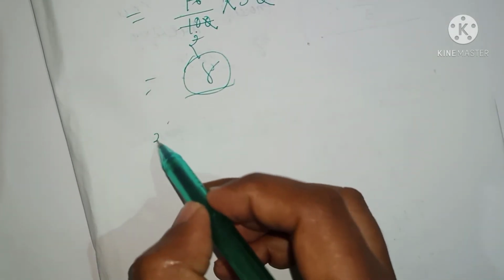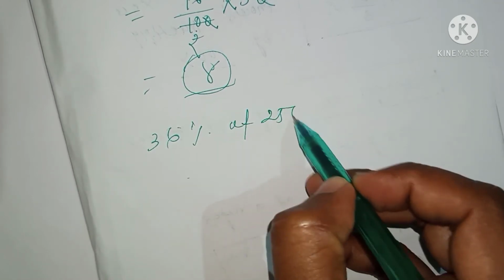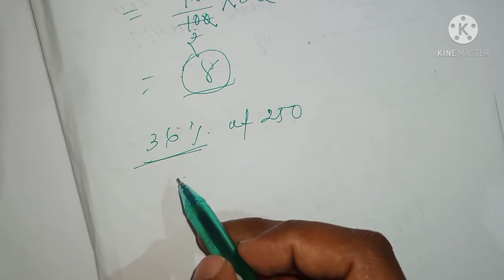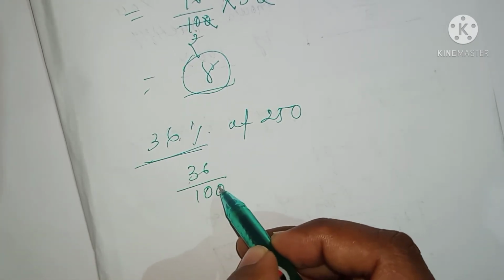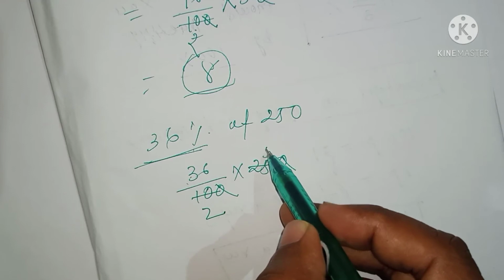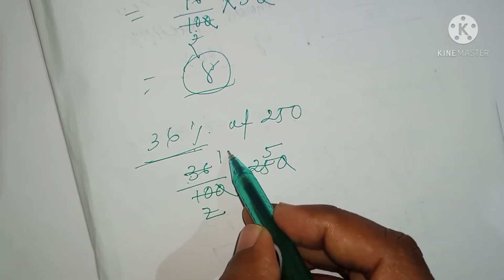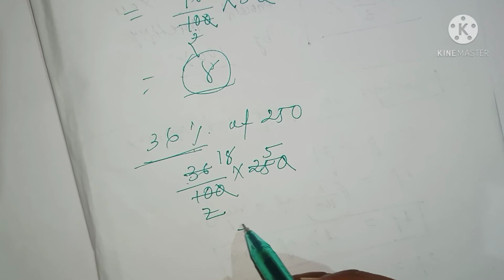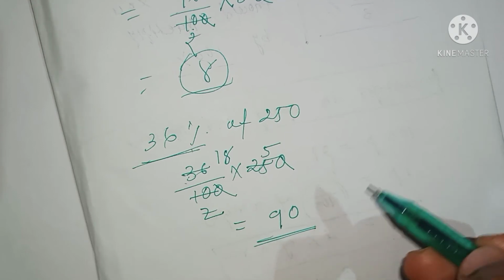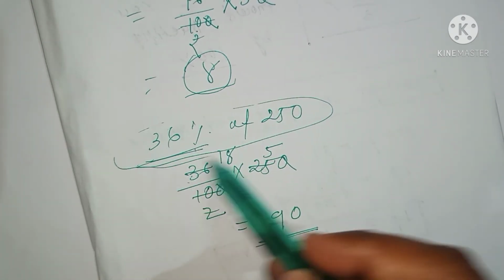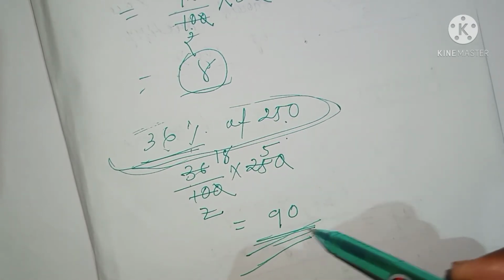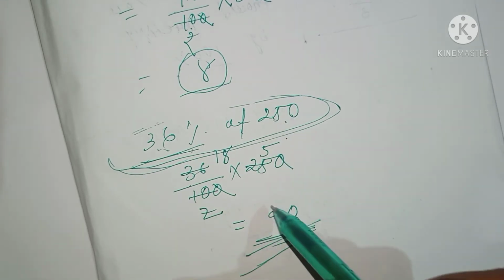So one more example, that is 36% of 250. Here, as I told you, first of all write the percentage in the form of fraction, that is 36 by 100, multiplied by the required number. So 10 will cancel, 5 2s are 10, 5 5s are 25, 2 8s are 16, 18 5s are 90. This is the required number. See, is it clear to all of you? Whenever this type of question comes, simply multiply the fraction by the required number, then you will get the number. 36% of 250 is 90.